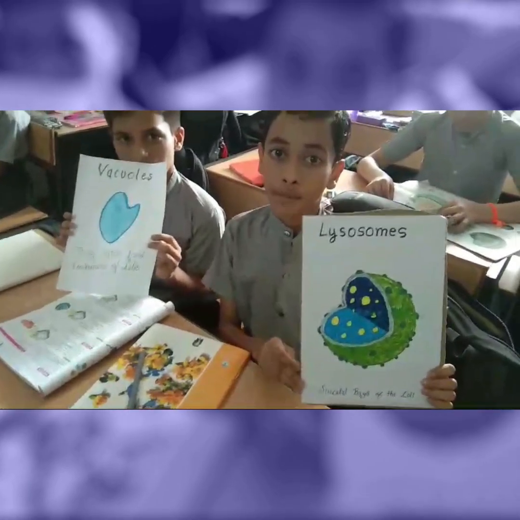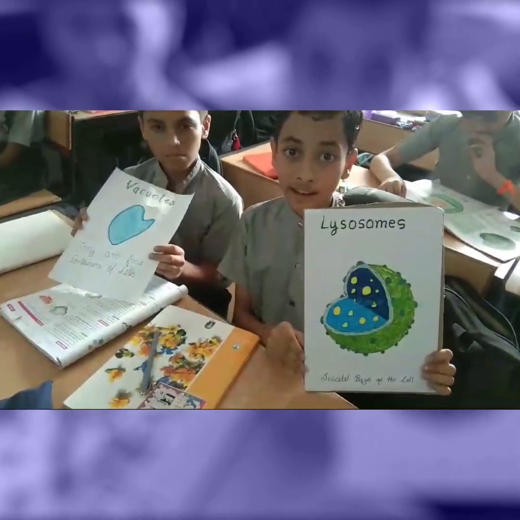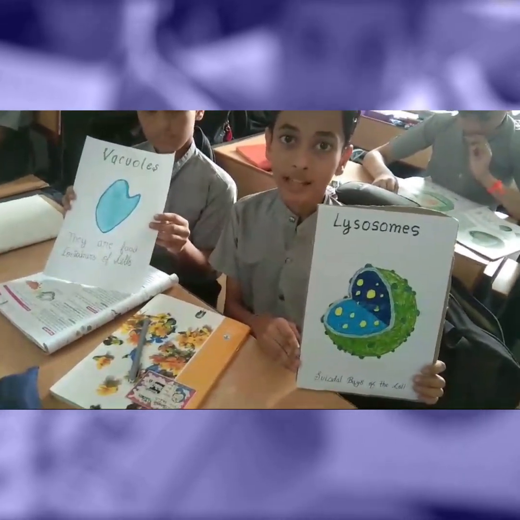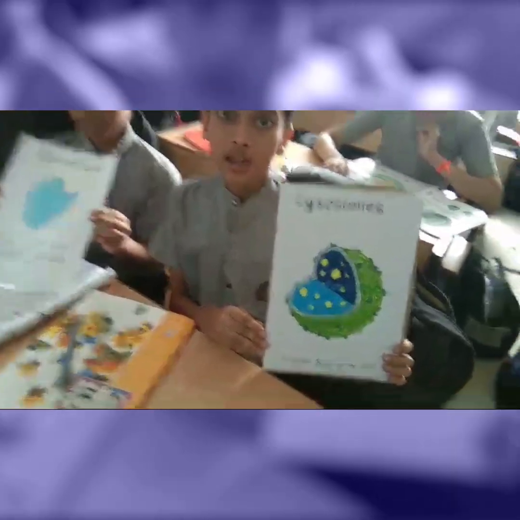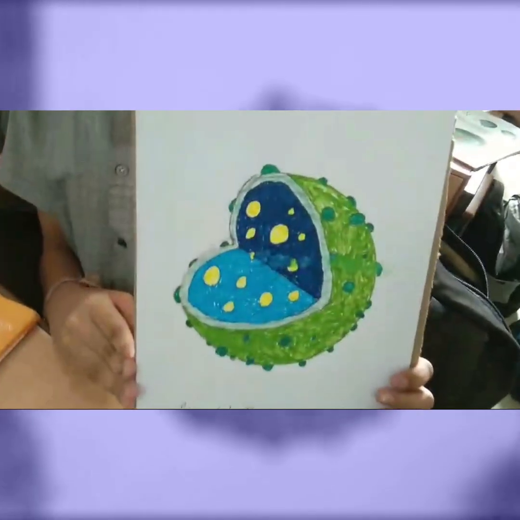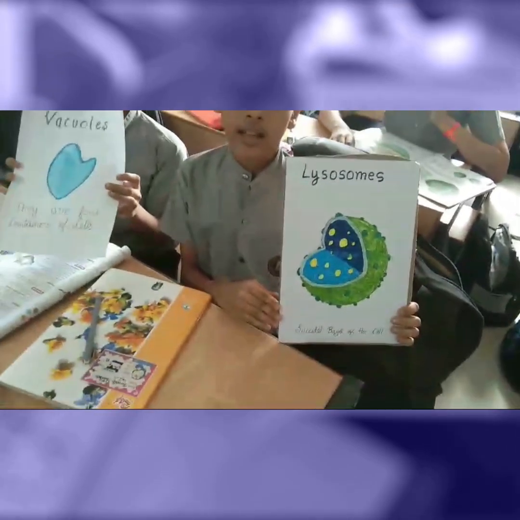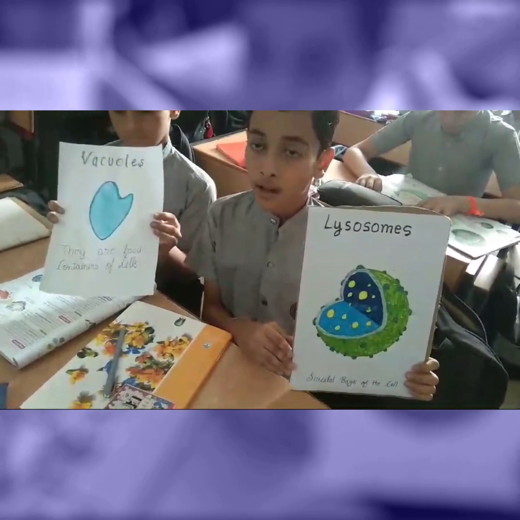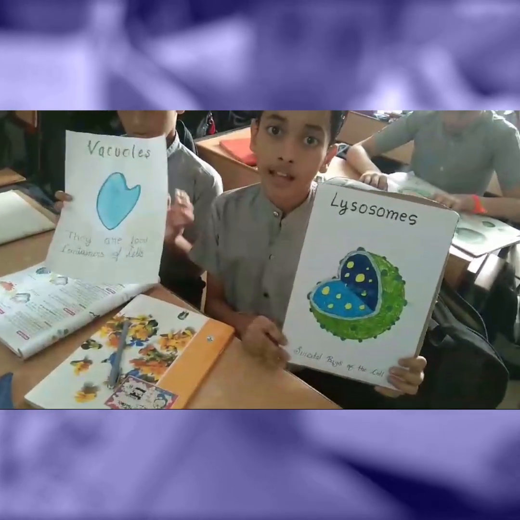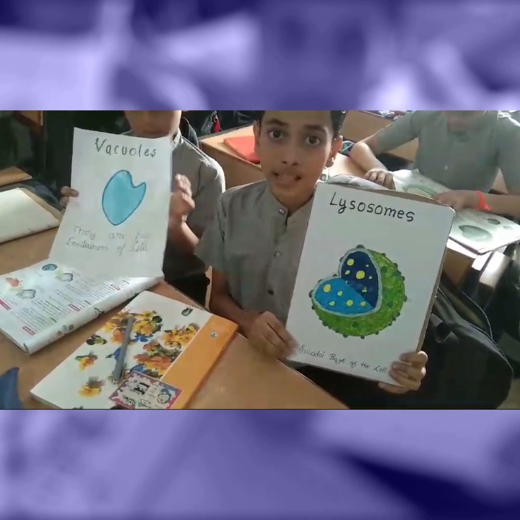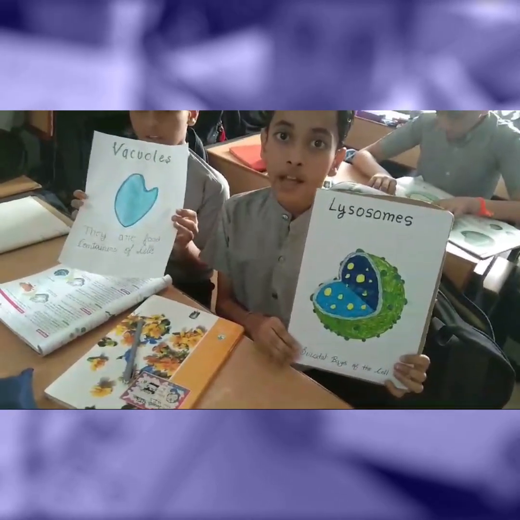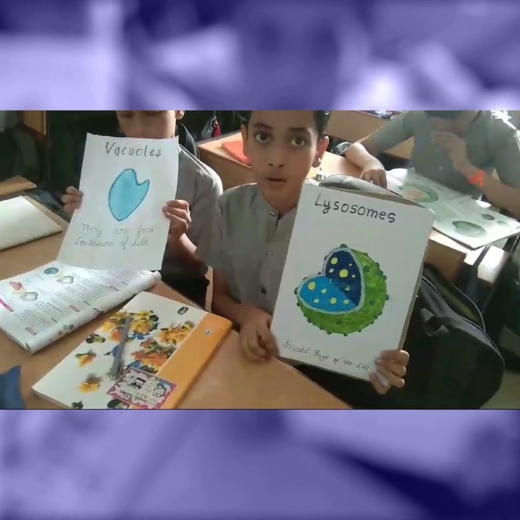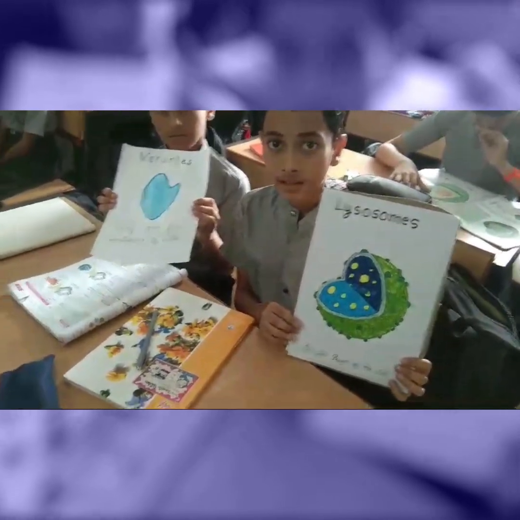Lysosomes are membrane-bound sacs filled with digestive enzymes. They are present in both animal cells and plant cells. They digest old and damaged cell organelles, food particles, and harmful microorganisms. When the cells are old and damaged, they burst out and release the digestive enzymes. Hence, they are called suicidal bags of the cell.